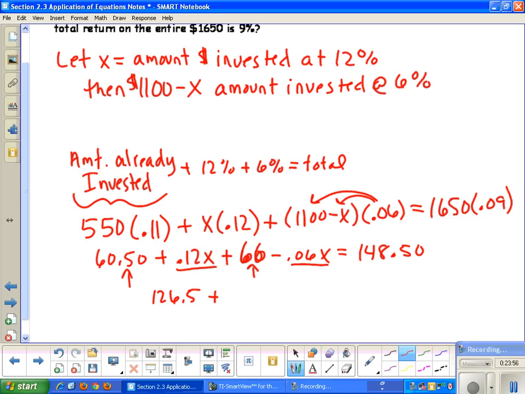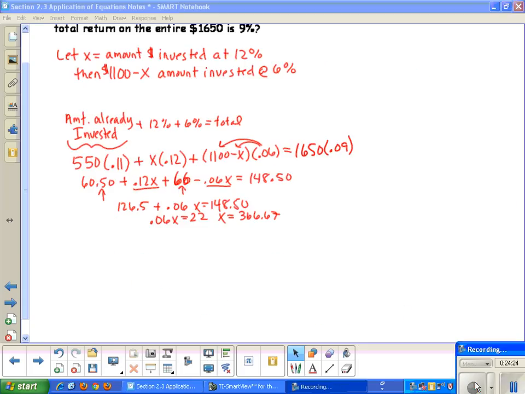plus 0.06x equals 148.50, and then subtract the 126.5 from both sides. 0.06x is equal to 22, and then the next step, divide both sides by 0.06, and you end up with x is equal to $366.67.